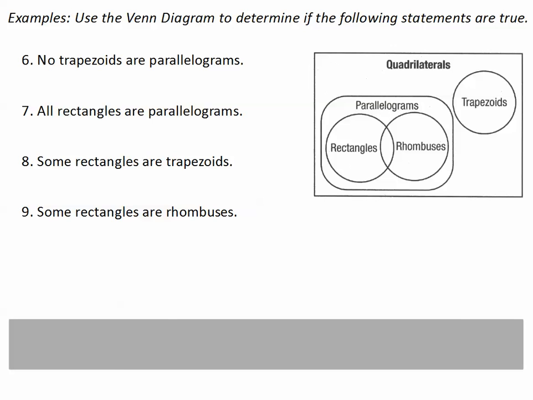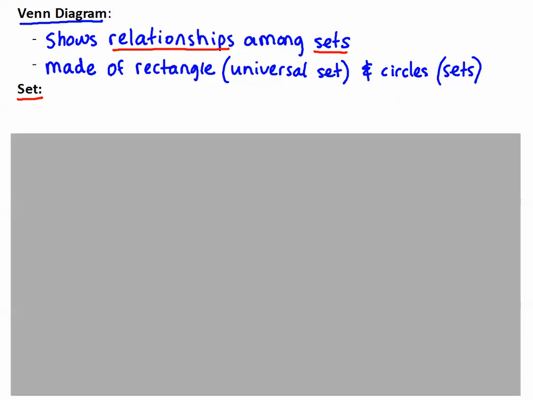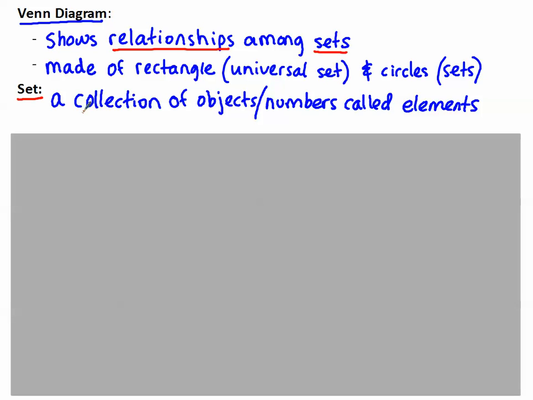For example, what you have later in your notes, the big rectangle, quadrilaterals, that's the universal set. Everything in this rectangle is a kind of quadrilateral. Then you have the smaller groups that represent sets within this universal set. What is a set? It's a collection of objects or numbers called elements.